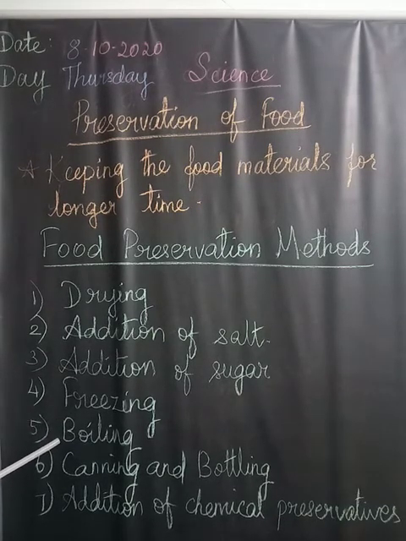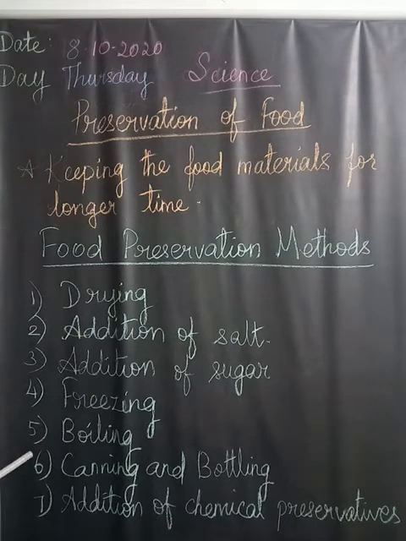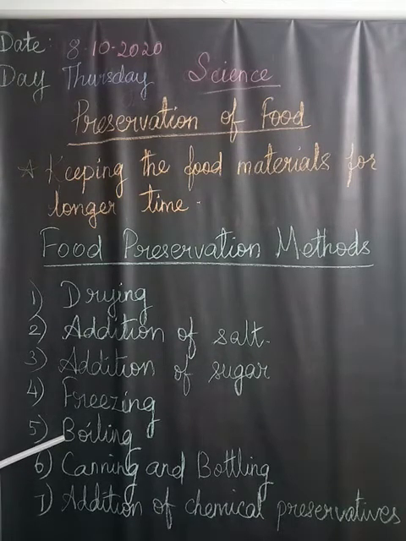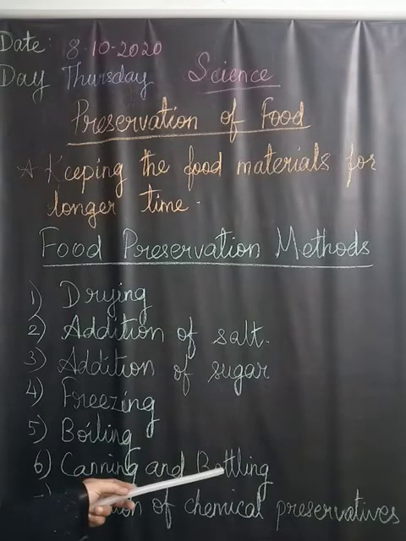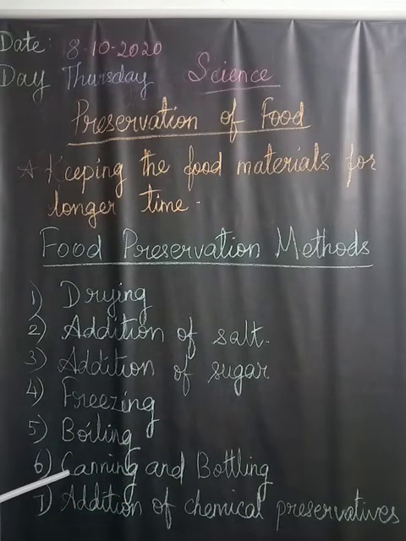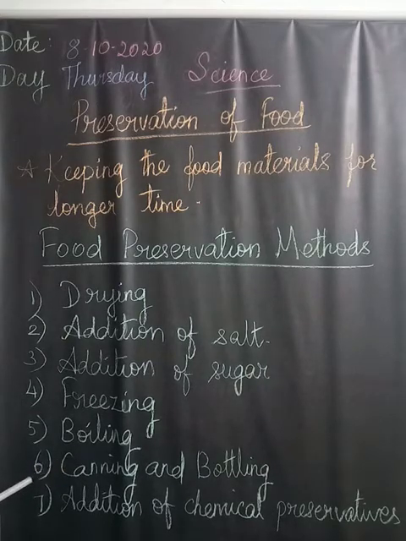Next, boiling. Boiling also kills microorganisms. So water, milk and all, we boil nicely so that we can kill the microorganisms and consume it in a good form. Next, canning and bottling. We know that some food comes in the form of canned tins. In this method, food is packed in airtight cans so that germs do not grow in it. Example, milk powder. Milk powder comes as tightly packed food.